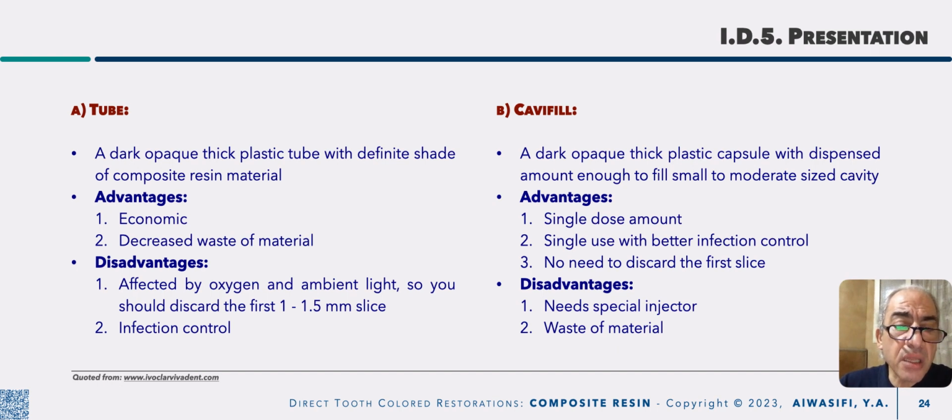The tube is a dark thick plastic tube with a definite shade of composite. Cavifills are also dark opaque thick plastic capsules that dispense an amount quite enough to fill a small to moderate sized cavity. The advantage of the tube is that it is economic and there is decreased waste of the material, while the advantage of cavifill is that it is a single dose, single use, so you are not in a hurry to remember to recap it or to slice a piece of it, because it will be finished once you use it and remove the cap. It will be finished immediately in a single cavity.